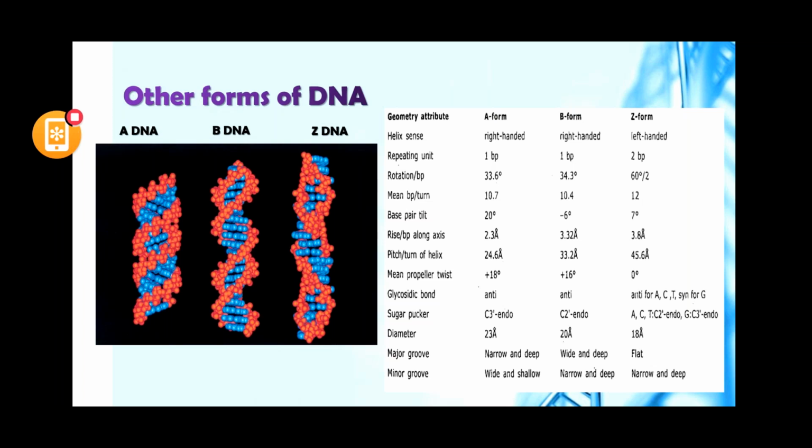Now the A form of DNA. How does this A form of DNA form, where can you find it, and how is it different from the B form of DNA? In the table you can see the repeating unit, helix sense, and rotation per base pair. The clear differentiation is there. Now, how does it exist? The A form of DNA exists when we reduce the relative humidity surrounding the sodium salt of DNA fiber to 75%.